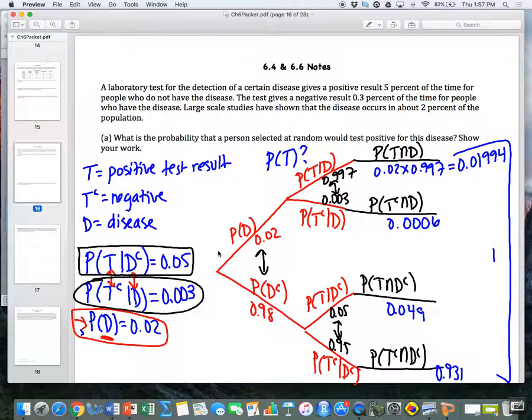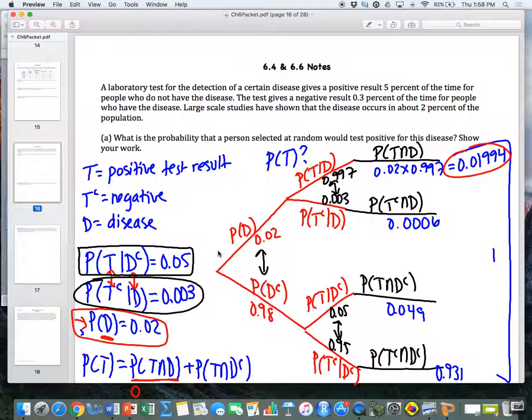Now we're looking for the probability of testing positive. That was the whole question. What's the probability if I choose someone random that they're going to test positive? If you test positive, one of two things happened. Either you tested positive and you had the disease, or you tested positive and you didn't have the disease. These two numbers come from the table that we just did. So testing positive and having the disease, this one right here, is this probability.